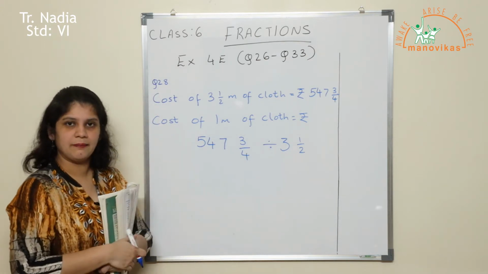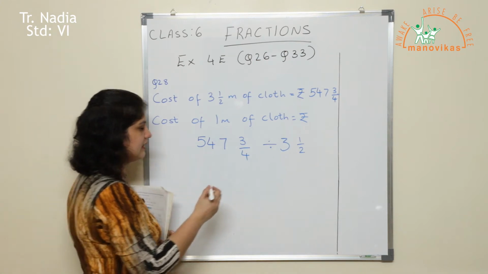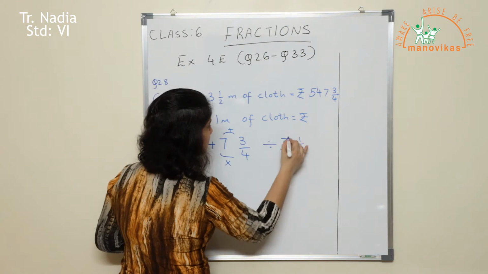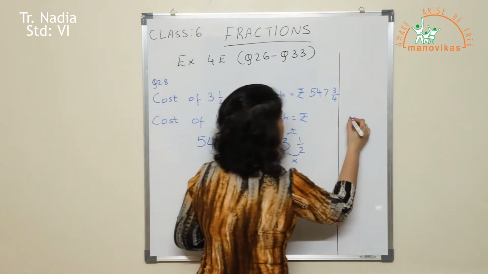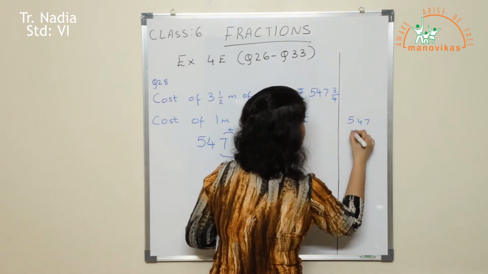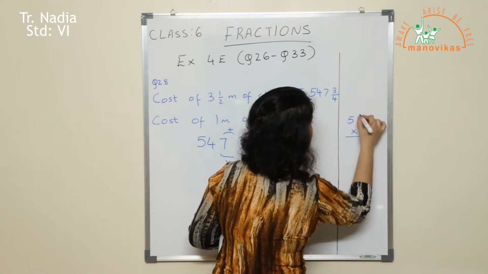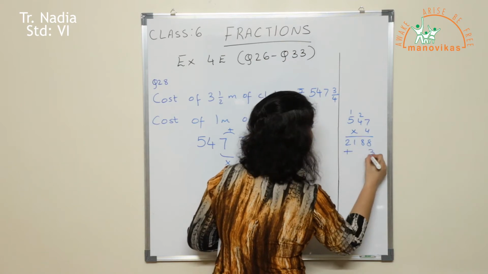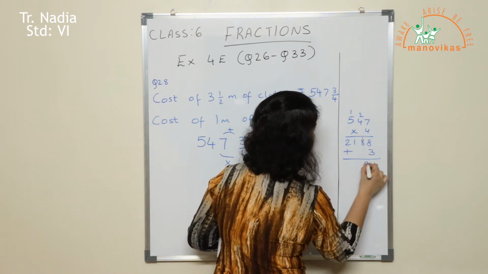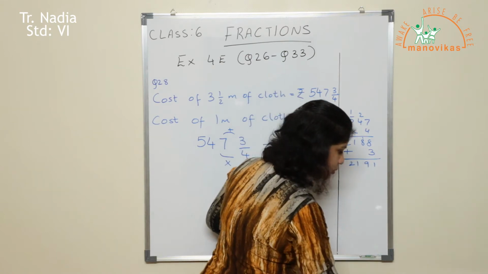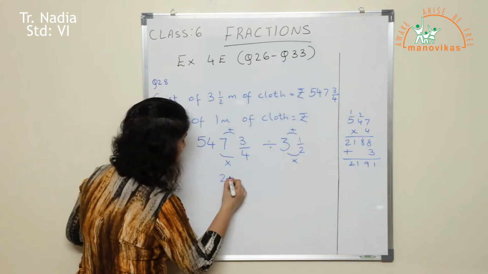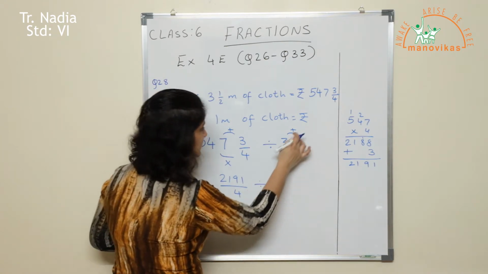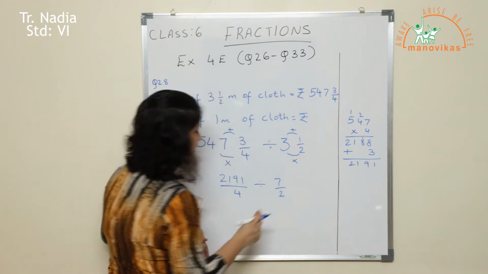Now again these are mixed numbers, so I need to first convert them to fractions by doing this step. Let us see what is 547 multiplied by 4. It's 2188 plus 3. So this comes to 2191 upon 4, divided by 2 3s are 6 plus 1, 7 upon 2.